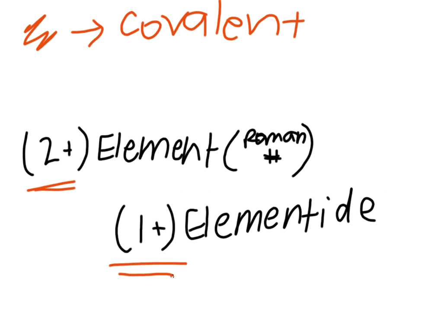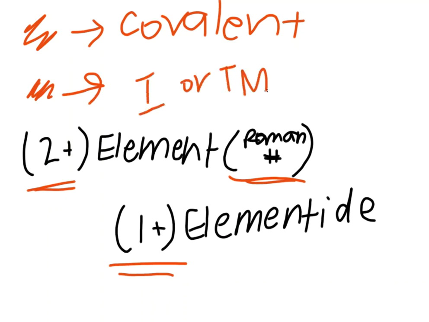Now, the Roman numeral here is for ionic or transition metal compounds. So basically, if you have a covalent compound, you have this and this, and if you have a transition metal or ionic compound, you have this Roman numeral. You can't have both at the same time.